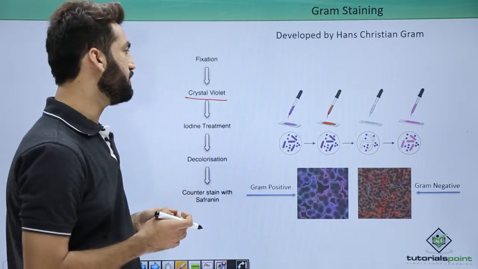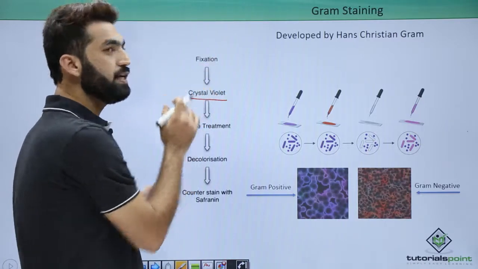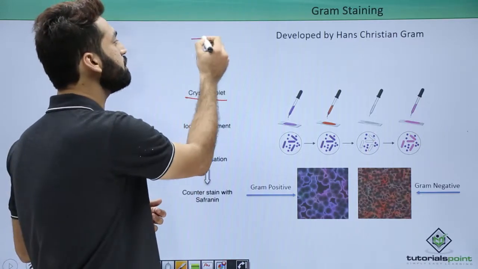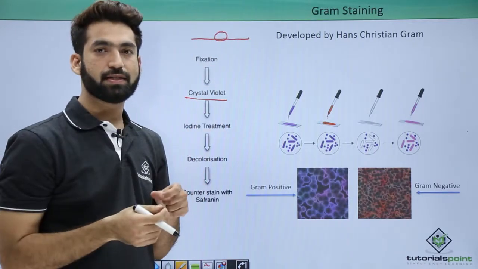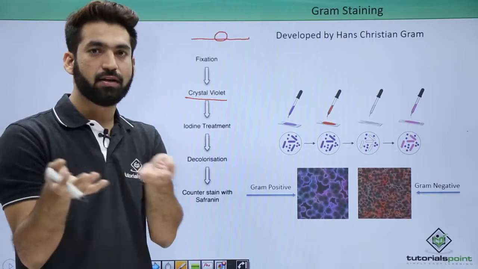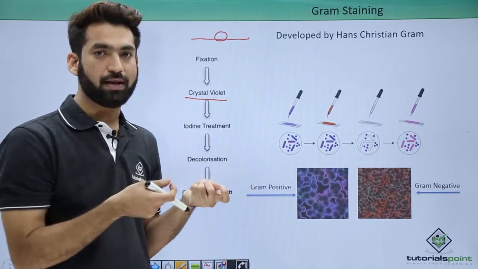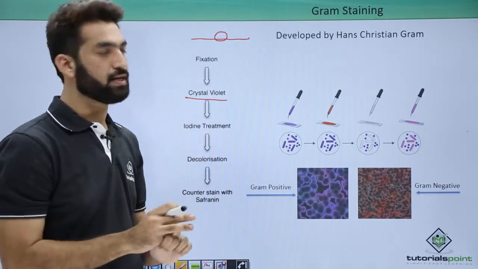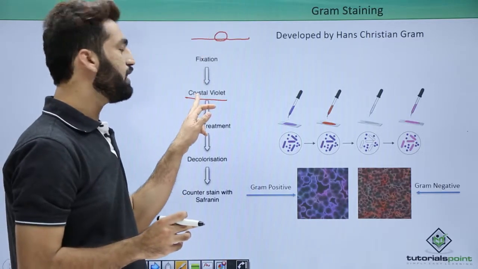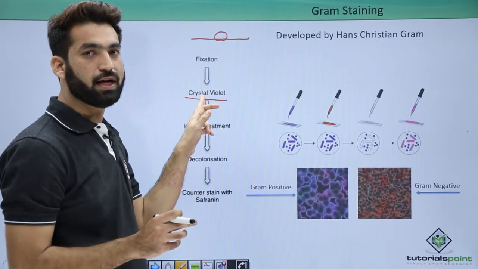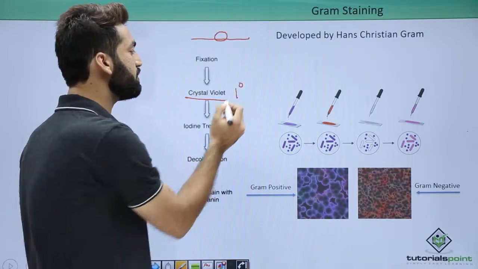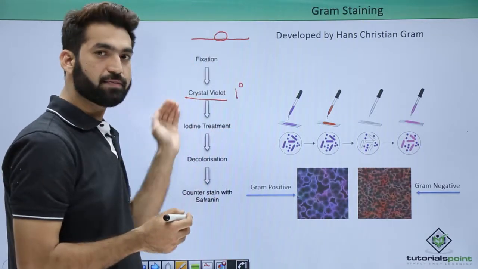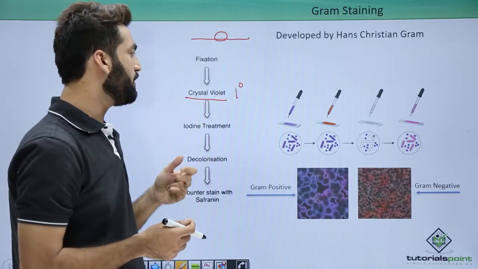What happens in the process? First of all, you need to heat fix the bacteria. You put the bacteria on a slide, and give it a little flame, just pass it over a flame so that the bacteria remain fixed there. After the fixation, you add crystal violet. Crystal violet is also called the primary stain because it is the stain you use in the experiment for the first time.